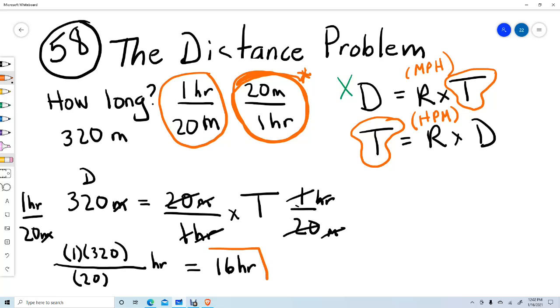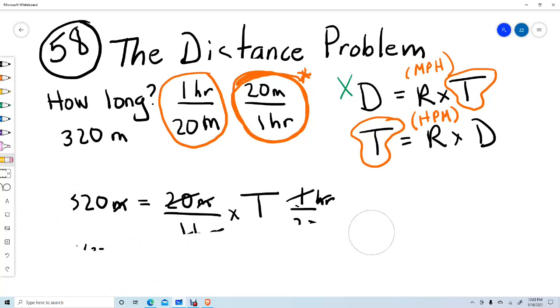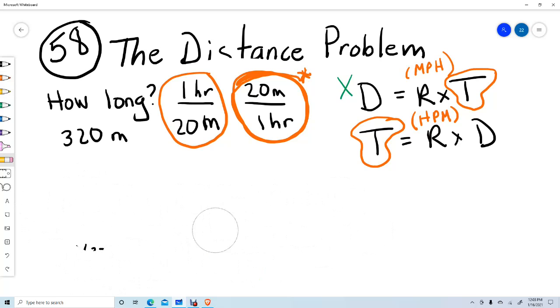So I found the answer 16 hours by using the D equals R times T equation. I'm going to come up with the same answer, but they want to see you use the T equals R times D equation, so let's go ahead and do that. You're going to think, why do I have to solve this another way when I already know it? I don't know, just so you're versatile. Okay, so the other equation we want to use now is T equals R times D. This is actually kind of nice because it already has T all by itself. This is actually the easier one.